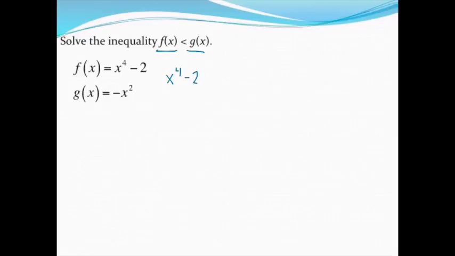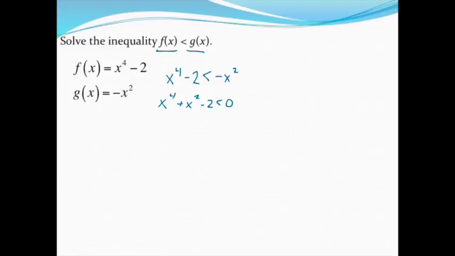So x to the fourth minus 2 is our f of x function. I want to know when that's less than negative x squared. There's a few ways you could do this. We could leave it as is, but I always like comparing to 0. So let's get everything moved to one side of the inequality. If I put this in descending order, I'll put plus x squared and then minus 2, and I want to know when that is less than 0.